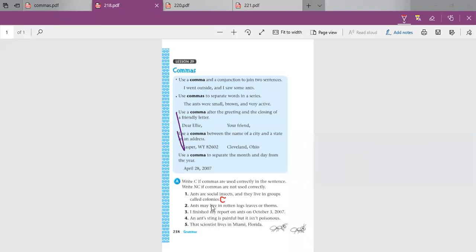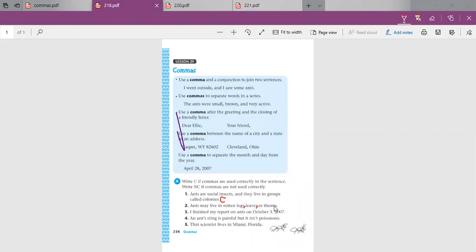Between rotten logs, leaves. Excellent, excellent. Rotten logs is one thing, so I will put a comma here. Leaves, another thing, I will put a comma here. And before the last one, I don't need a comma. I will put 2 commas here. Ants may live in rotten logs, comma, leaves, comma, or thorns. And because or thorns is the last one, I don't need to put a comma before the last one.